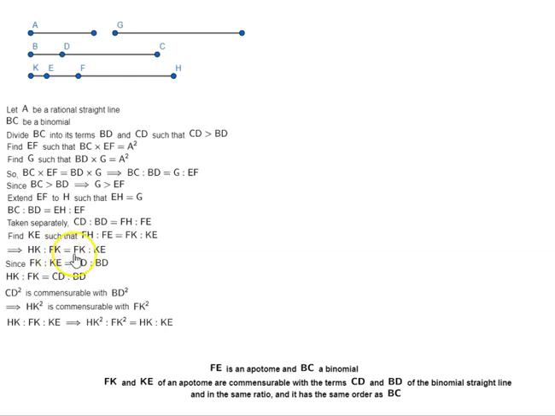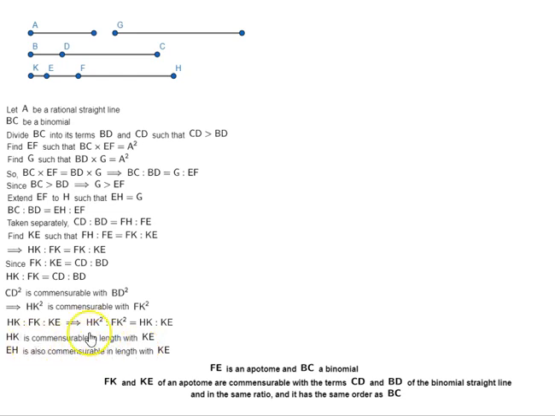See here, HK is to FK equal to FK is to KE. That means HK, FK and KE are in continued proportion, which implies HK square is to FK square is equal to HK is to KE. HK square is commensurable with FK square. That means HK is also commensurable with KE. That means EH is also commensurable in length with KE.